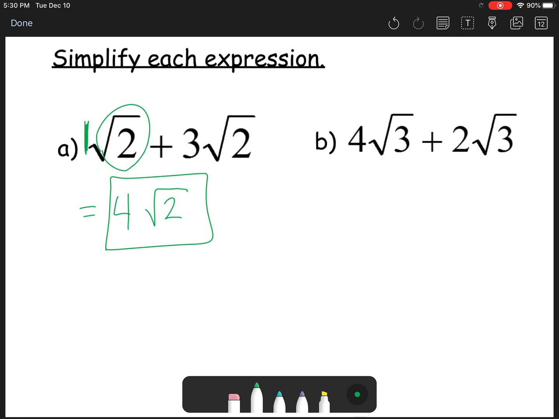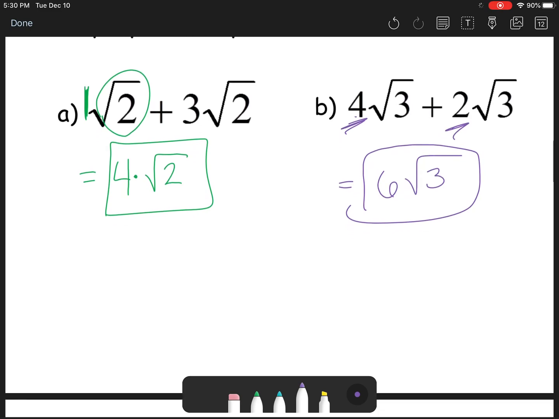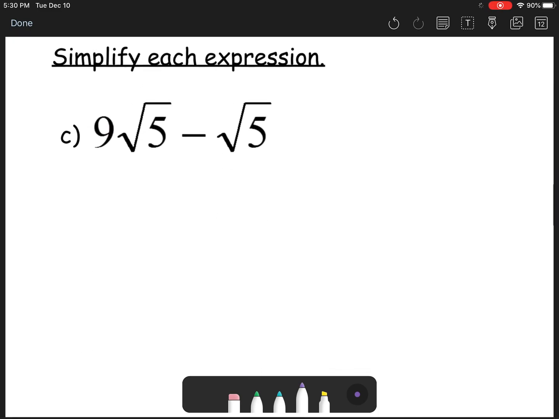You can either say it as 4 times the square root of 2, or you can say 4 square roots of 2. It's six of one, half a dozen of another for how you want to read it. Here we've got 4 times the square root of 3 plus 2 times the square root of 3. Well, again, we have 4 of something plus 2 more, so that gives us a total of 6. 6 of what? 6 square roots of 3. And that's how we combine them.